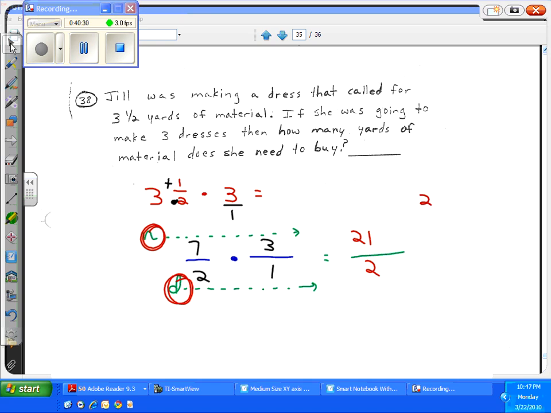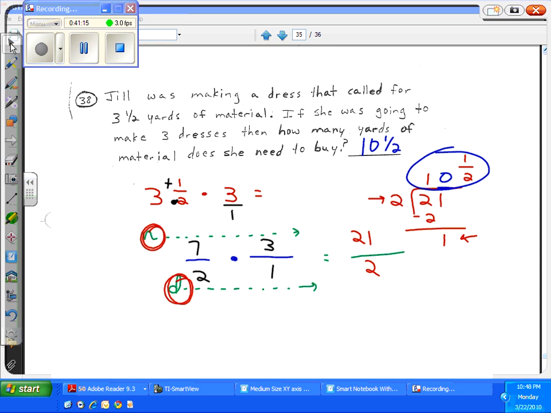Yards. We could change that back into a mixed numeral by dividing. That'll go 10 times, you get 20 with 1 left over. If we want a mixed numeral, we would put our remainder 1 over our divisor 2. But don't forget, even though that was our remainder and our divisor, there was a little gap, and so we have to put a 0 as a placeholder, and so it's actually 10 and 1/2 yards of material. Any questions on that?